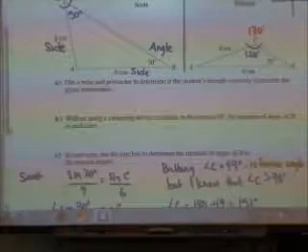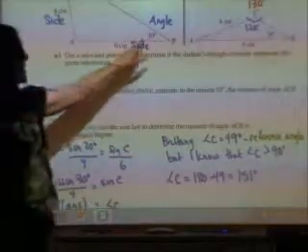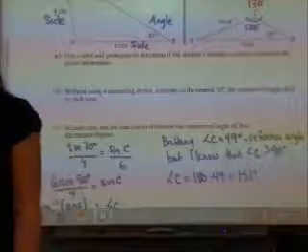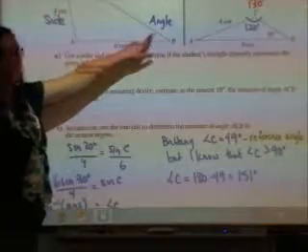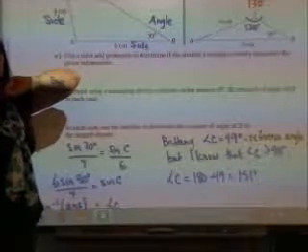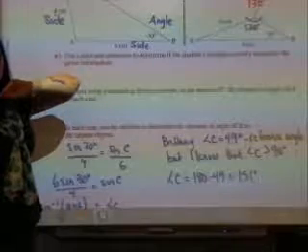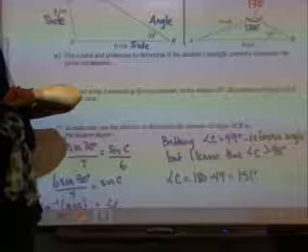But how do I know if I have one solution or two solutions? Well, that comes when we figure out the reference angle. The reference angle was 49 degrees. The given angle was 30. If the reference angle is bigger than the given angle, I'm going to have the possibility of two solutions. That's what you need to remember, because the bigger angle is going to be opposite the bigger side.